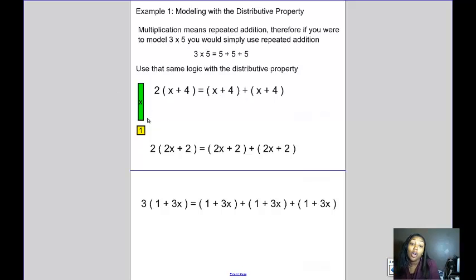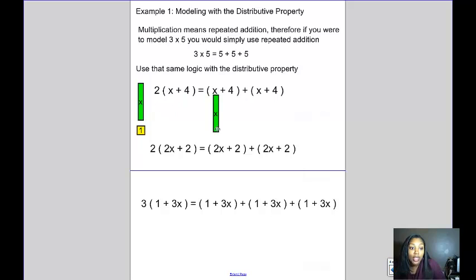So we're going to use what are called algebra tiles, and this long tile is going to represent our variable x, and then this little tile here, the square one, represents our whole numbers. So we're multiplying 2 times x plus 4, which basically means that we're going to do x plus 4 plus x plus 4 if we look at it as repeated addition.